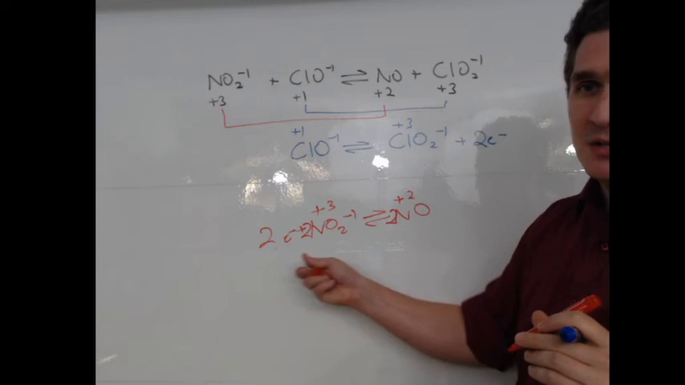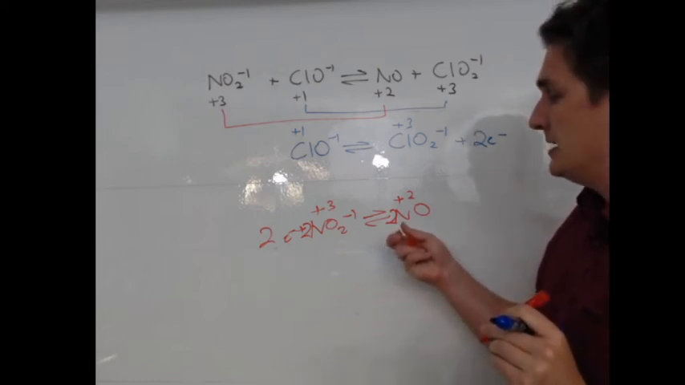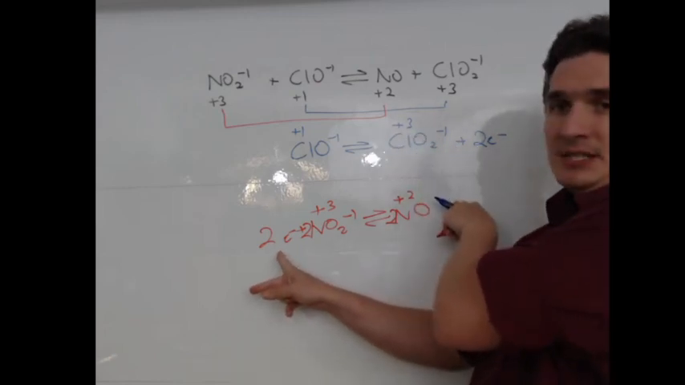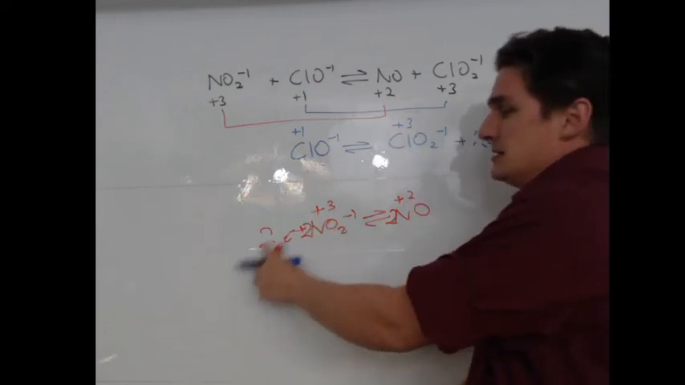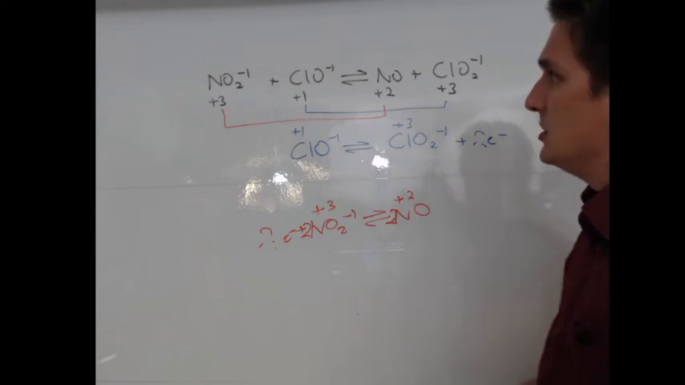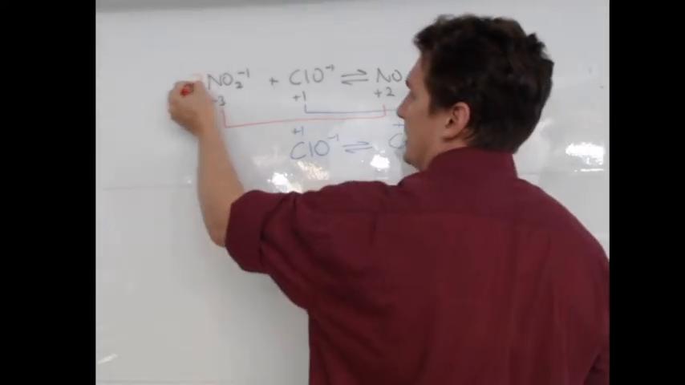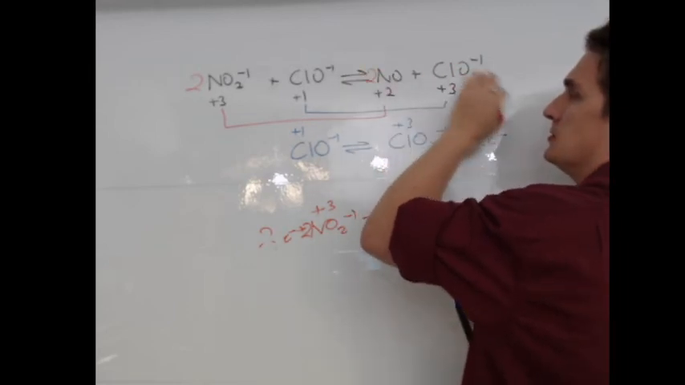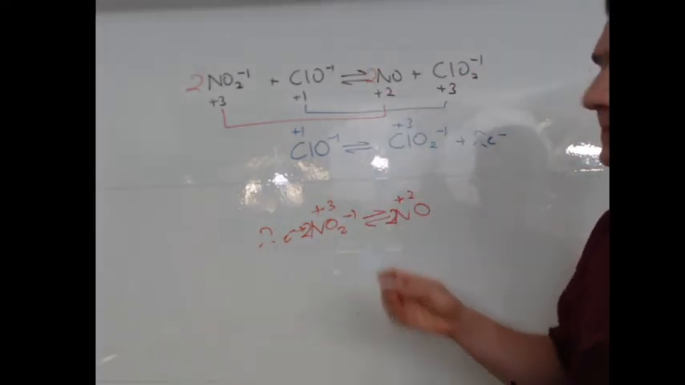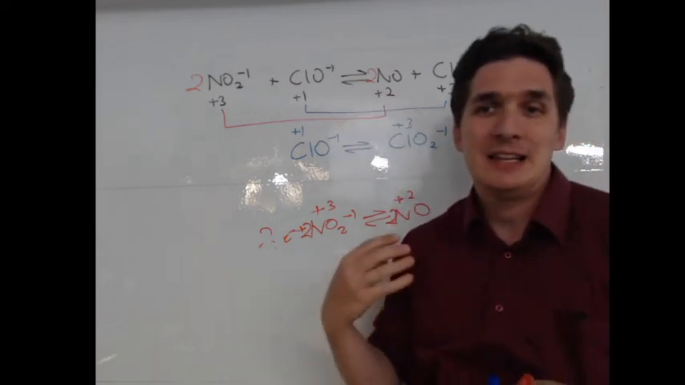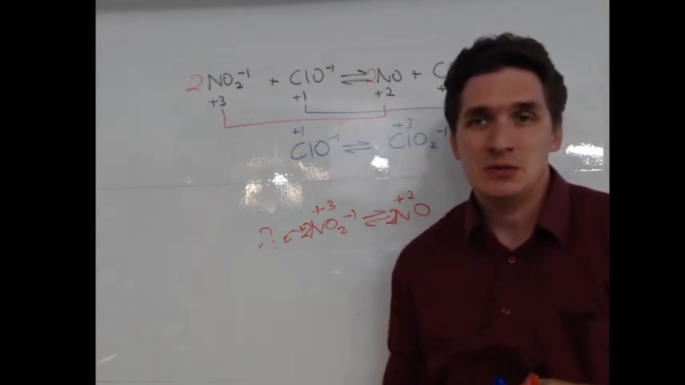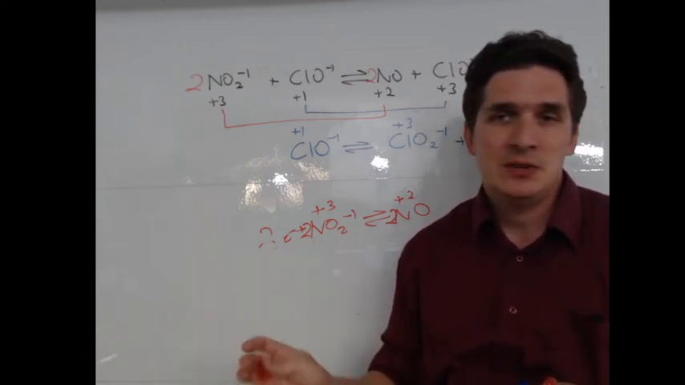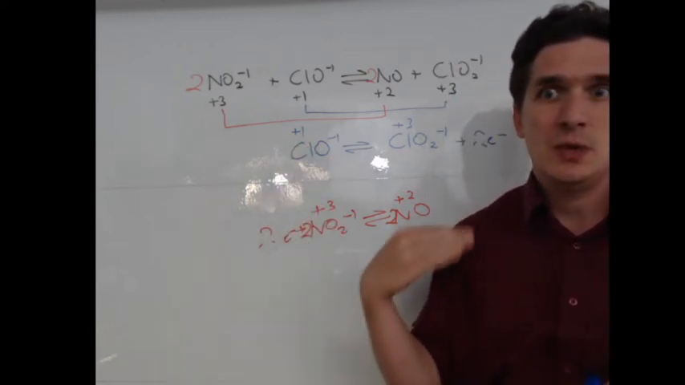So I have 2 electrons plus 2 NO2 minus goes back and forth to 2 NO. The reason I'm doing this is that when I add these two steps together, I want the electrons to cancel out. So when I put it back together, I get 2 NO2 minus plus ClO minus goes to 2 NO plus Cl minus. So at this point, my electrons are balanced between oxidized and reduced species. Now I just have to balance the hydrogens and the oxygens. And again, you'll see a lot of videos where they balance hydrogens and oxygens here. Don't do that. It's a lot more work.